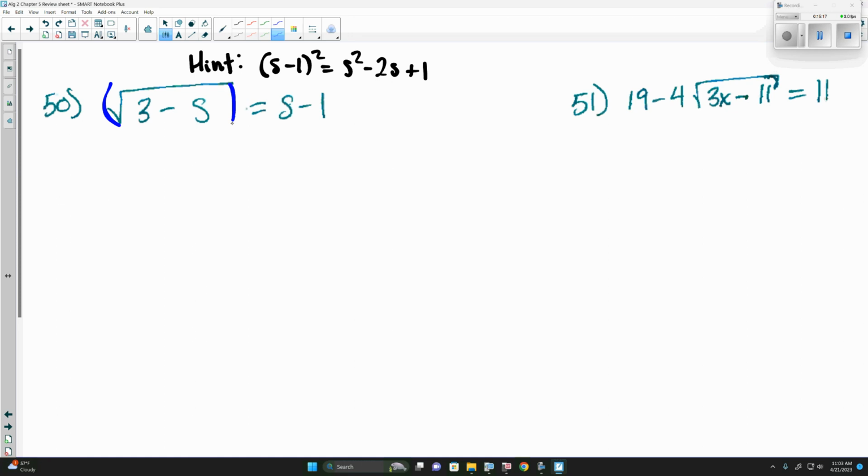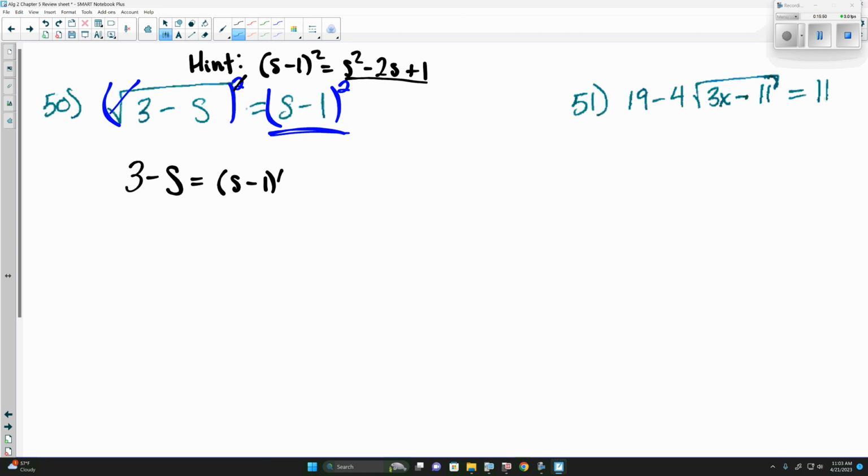So what we have to do now is put both sides to the nth power. This side over here, the radical and power will cancel, leaving us with 3 minus s. The other side is s minus 1 squared. Well, we could use the hint that's given to us. It's telling us that it's s squared minus 2s plus 1. So we could replace it at this point. We could plug it in.